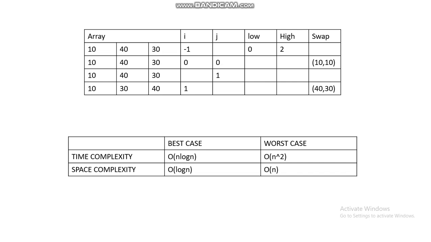In the best case, the pivot element will always be the middle element of the array and the complexity will be O of n log n. In the worst case, the pivot will be the first or the last element of the array and the time complexity will be O of n squared.